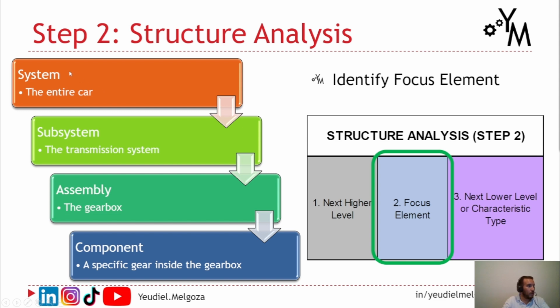So with the example of an entire car, a subsystem could be the transmission system, just to give one example. This transmission system has a gearbox as an assembly, and as part of this gearbox we have a specific gear inside the gearbox. So this is how we can divide the system into many stages or many elements.